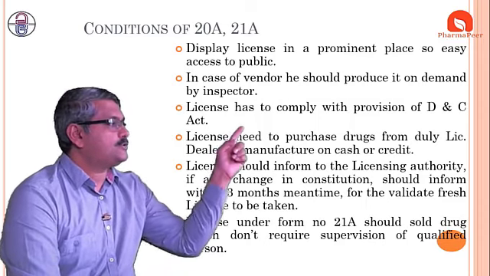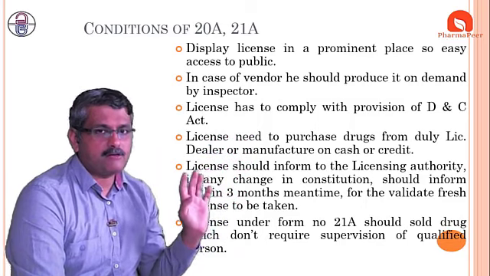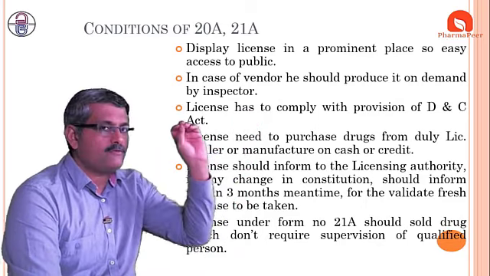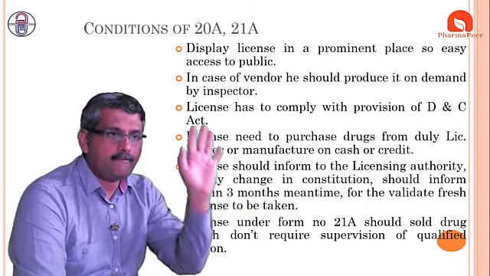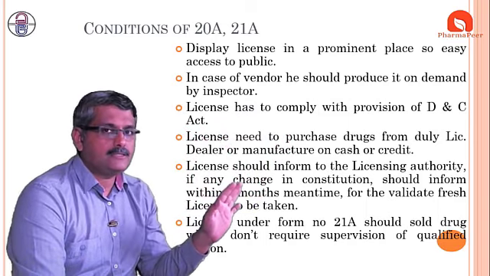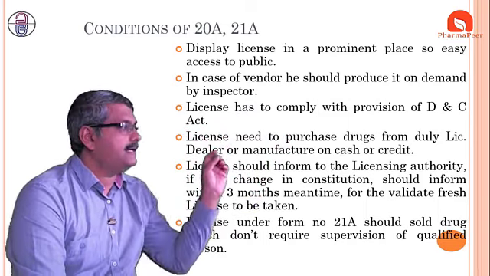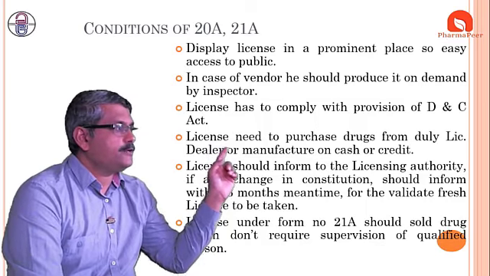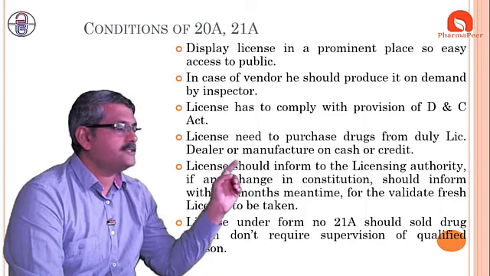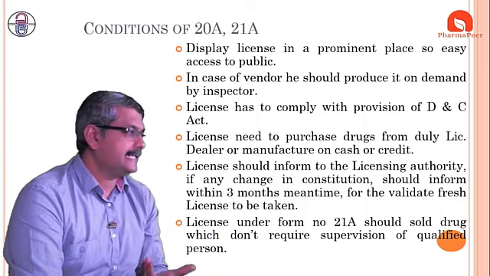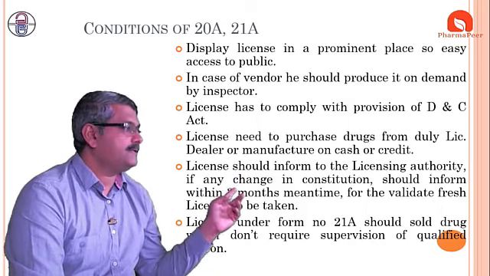The licensee has to comply with the provisions of the Drug and Cosmetic Act. These are some conditions which are very important, or these are some sentences which are very common everywhere. So I will tell you what is the basic logic behind that. Licensee needs to purchase the drug from a duly licensed dealer or manufacturer on cash or credit. That is one of the very important things.